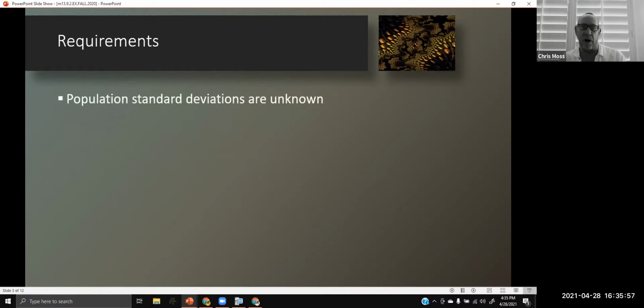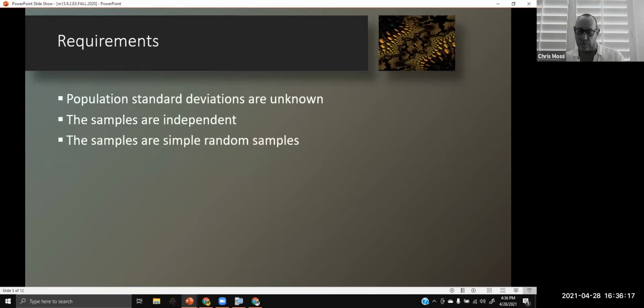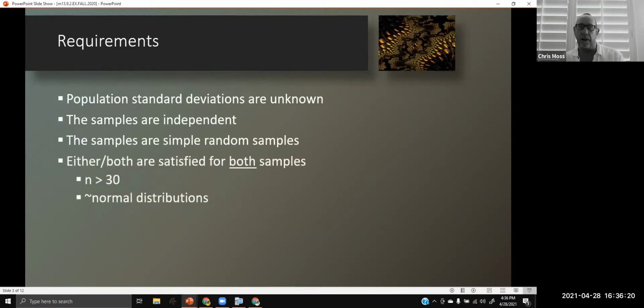There are requirements when we want to test claims about two population means. In this case, the population standard deviations need to be unknown, and they are. The samples must be independent in the sense that you've been looking at in the section. Selection into one sample has no effect on what happens regarding selection into the second sample. They have to be simple random samples. And then either or both of the following conditions must be satisfied. One or the other is fine, both is cool too. N needs to be greater than 30, or the populations need to follow a normal distribution.